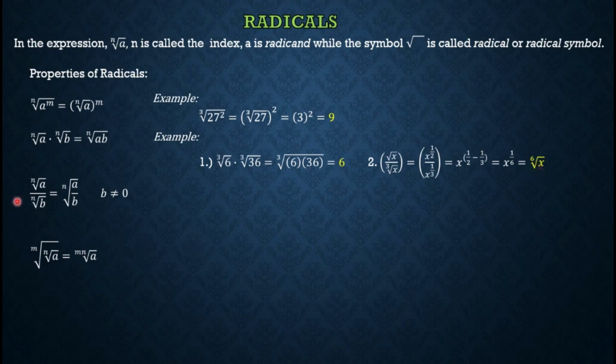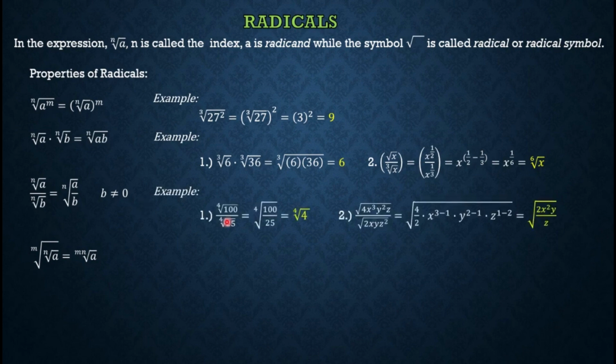So another theorem is n root of e over n root of b is equal to the n root of e over b, where b is not equal to 0. For example, the fourth root of 100 over the fourth root of 25 is equal to the fourth root of 100 over 25. So 100 divided by 25 equals 4. So the final answer is fourth root of 4.